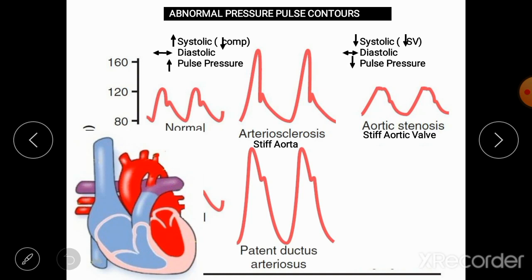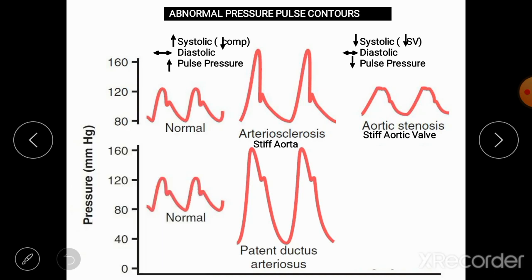The first effect it is going to have is a great reduction in the diastolic blood pressure. As you can see, in a normal person the diastolic blood pressure is around 80, while in a person with patent ductus arteriosus, it falls to as low as 40 millimeter mercury. Now why is it so?